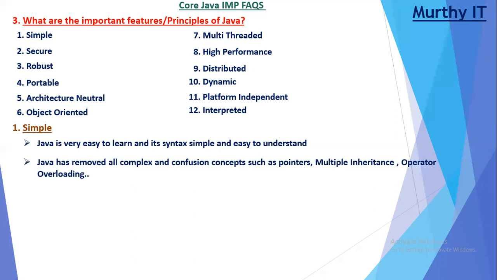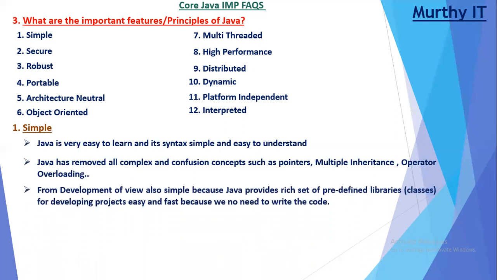That's why it's simple. And one more thing is, whenever we install Java, we get some predefined classes. We no need to write the code, so it has a rich library. We should just know when to use those classes. It's enough. So three points: syntax and semantics, complex and confusing concepts removed, and rich library. That's why Java is simple.